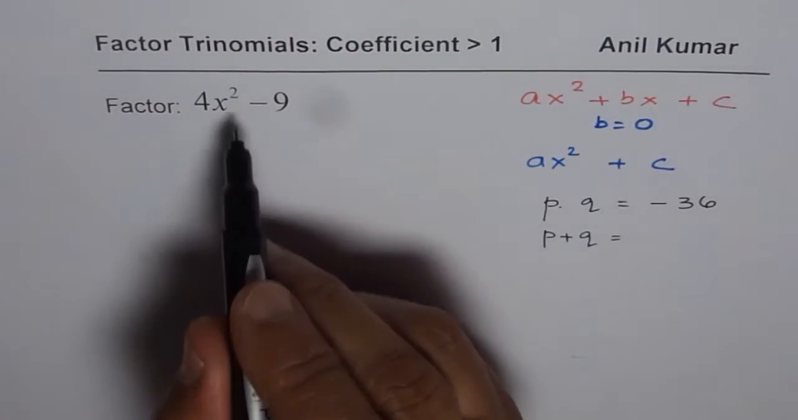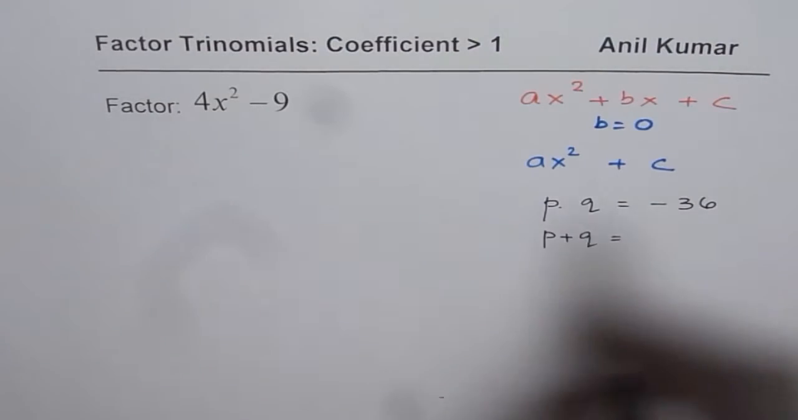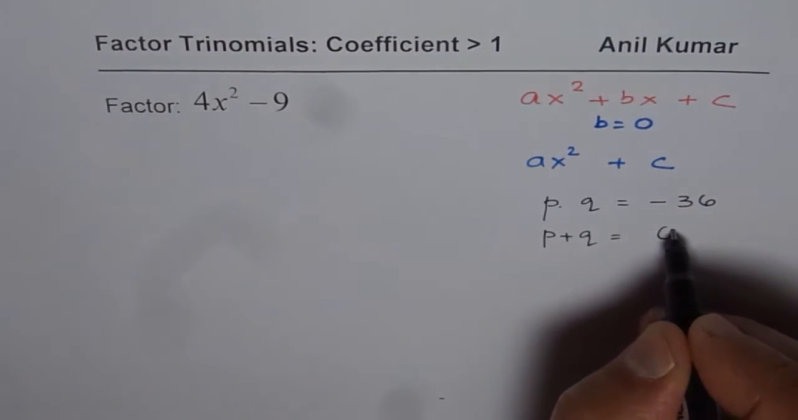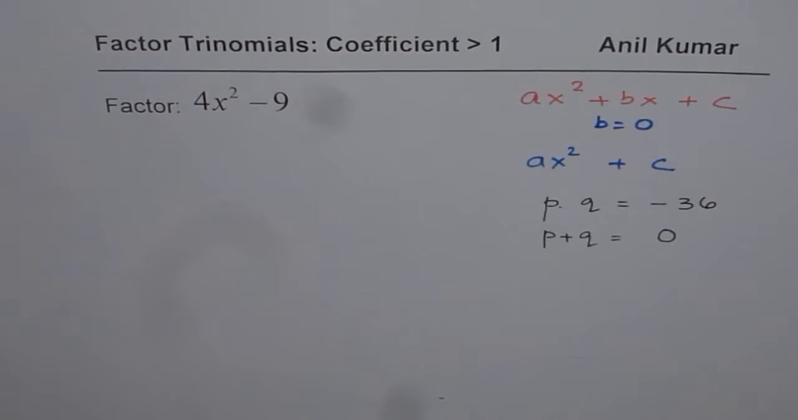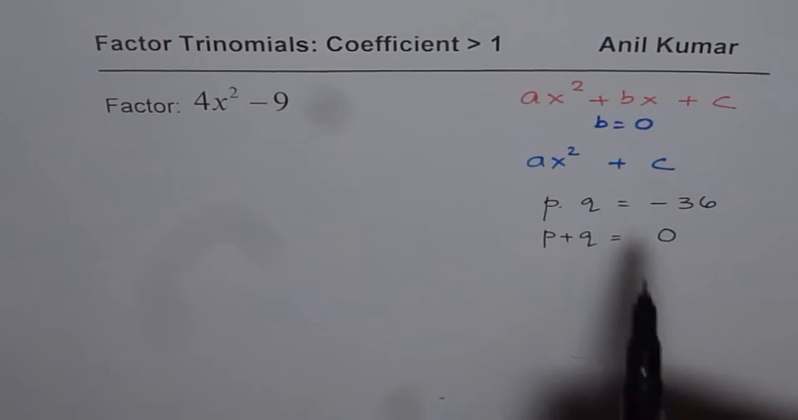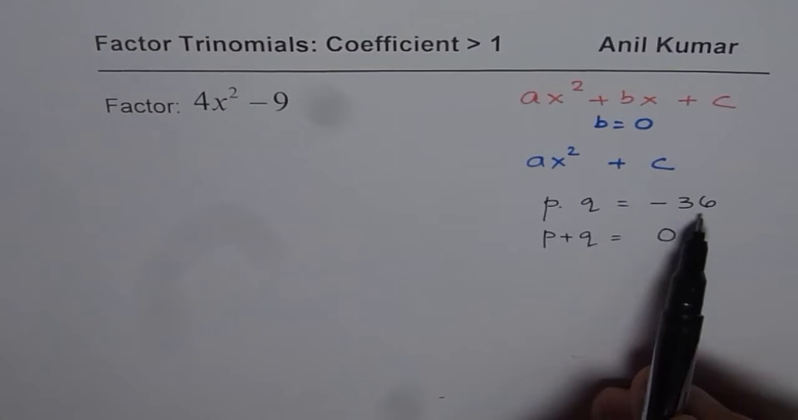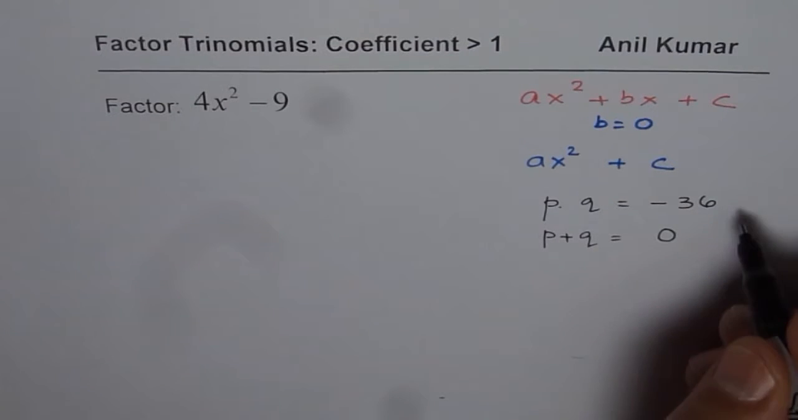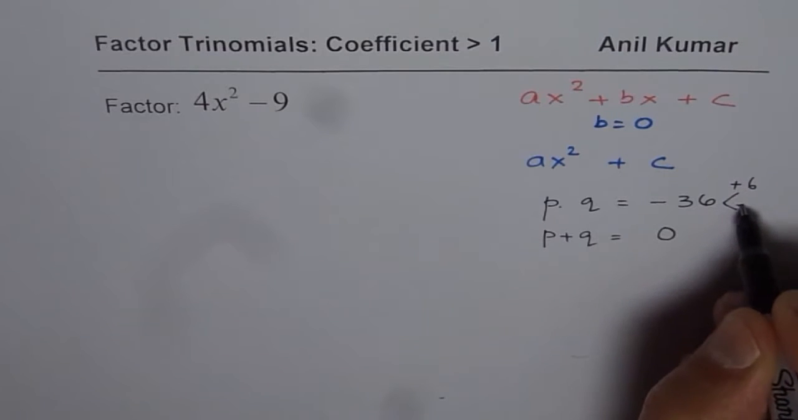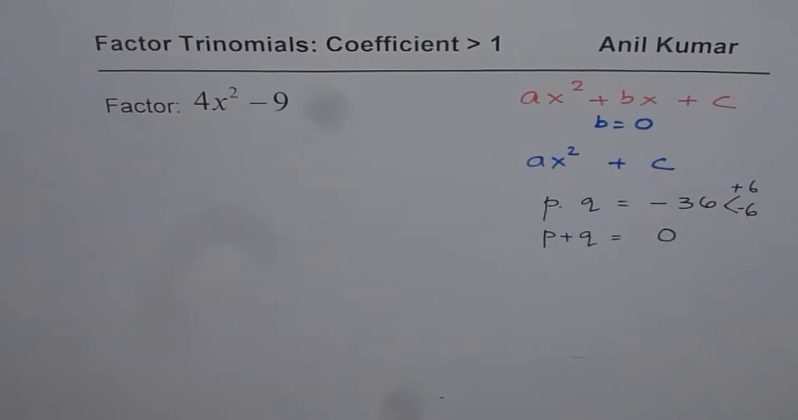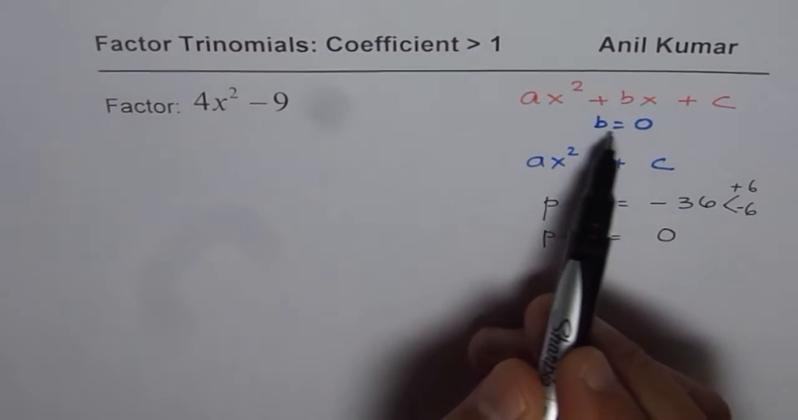Since b is 0, the center term is 0. The second term here is 0. The sum should be 0. That is the whole idea. Do you get the idea, right? So this is actually a trinomial where the center term is 0. Now I think it is clear. The two numbers whose product is minus 36 and whose sum is 0 could be plus 6 and minus 6. When you add these two, then it becomes 0, right? So that is how we are going to factor. So we'll write the center term here with b as 0 kind of thing.